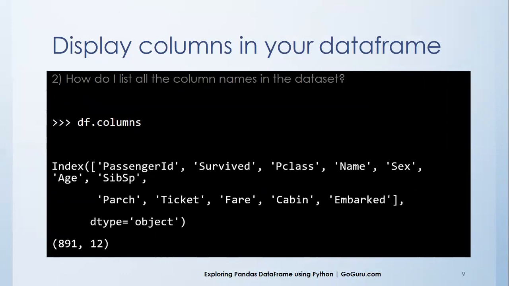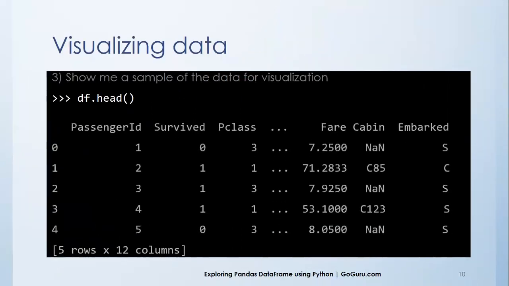And then if you want to look at all the columns in the data set, you can accomplish it using df.columns. This will tell you all the columns that are contained within, like the passenger ID, survived, pclass, name, sex, everything. It also tells you that you have 12 columns. Okay, let's move on to the next one.